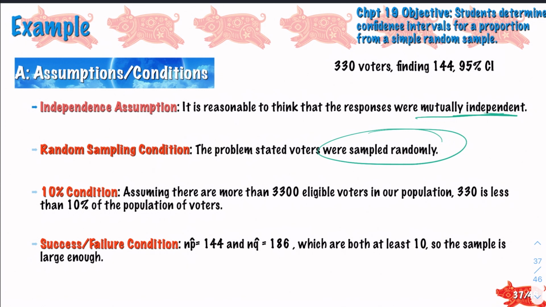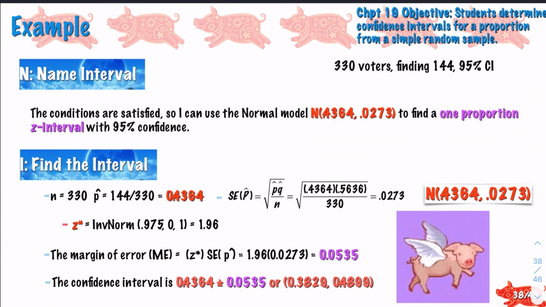Now, success and failure: n times p hat is 144, right? We were given 144 out of 330 said yes. So nq would be 186, because if you think about it, 144 plus 186 equals 330. Both of which are at least 10, so the sample size is large enough. So we've met our assumptions and conditions. Note, if you fail here, you stop. You don't keep going. So next up, what are we doing here?